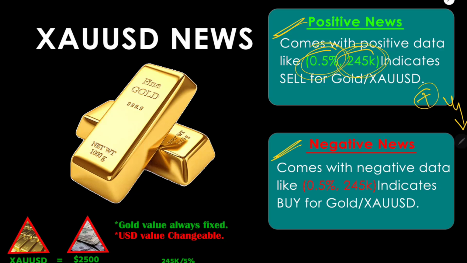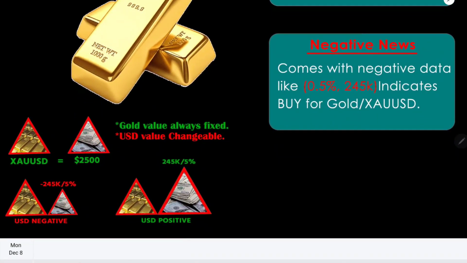Another scenario is negative news. If data comes with a negative value, smaller than the previous one, and also shows red data on forexfactory.com, like red 0.5%, red 245k, that indicates a buy for gold. That means for negative news we will buy gold. You may ask, Mr. Boom, why for positive news we will sell gold, and why for negative news we will buy gold? Okay, let me clear one thing.